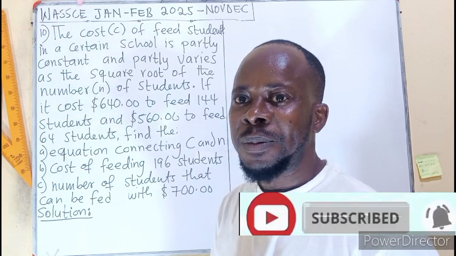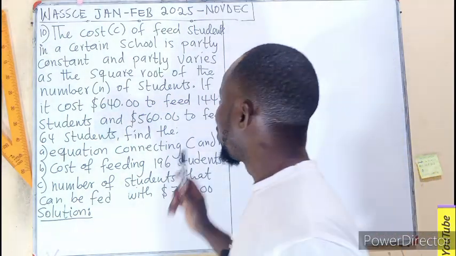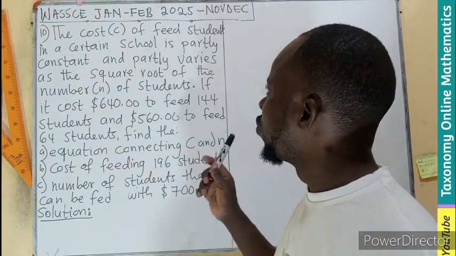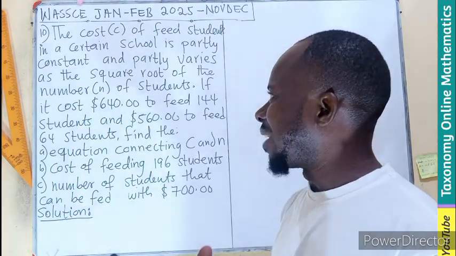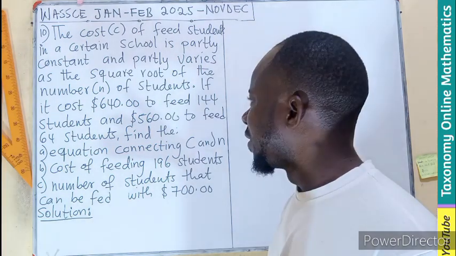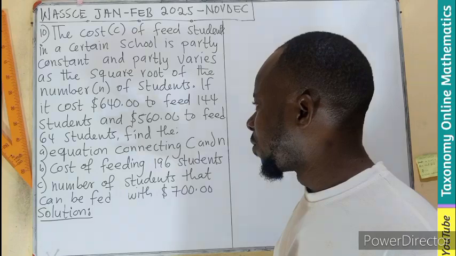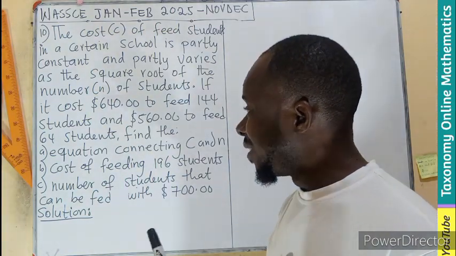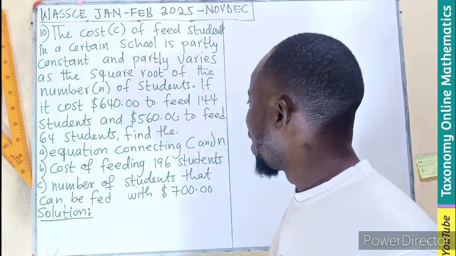NOBDEC for this year. This question is question number 10. The cost C of feeding students in a certain school is partly constant and partly varies as the square root of the number n of the students. So if the cost is $640 to feed 144 students, and that of $560 to feed 64 students, we have to find the equation connecting C and n.